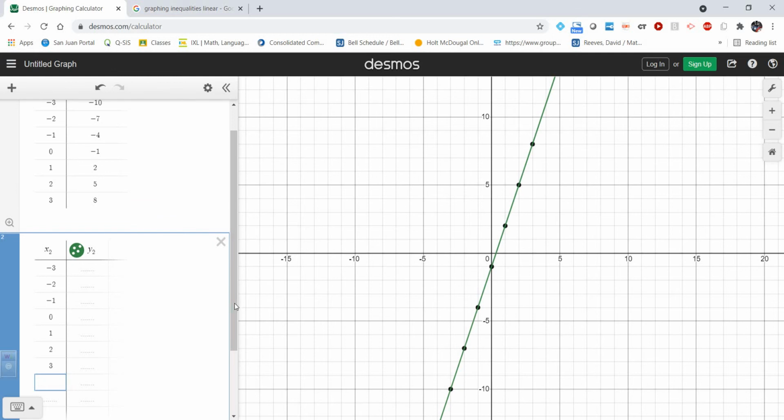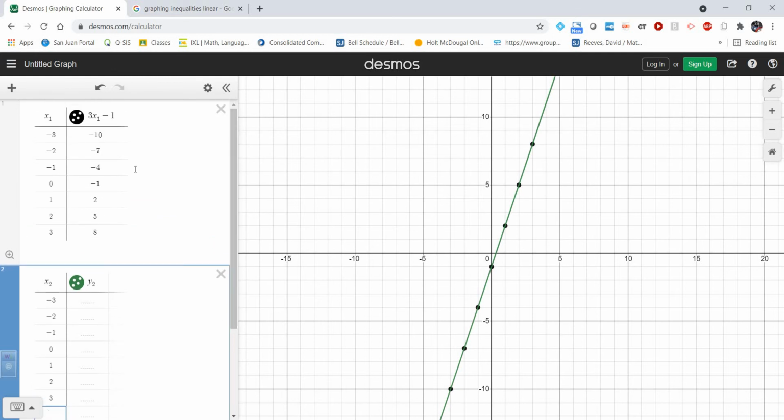You'll notice I have the same x values, but now I want the y values to be less than 3x minus 1. So all I need to do is look at these values where they're equal and make them smaller. What's a value that's smaller than -10? How about -15? What's a value that's smaller than -7? How about -10? Smaller than -4, how about -8? Smaller than -1, how about -12? I'm just looking at these values right here.